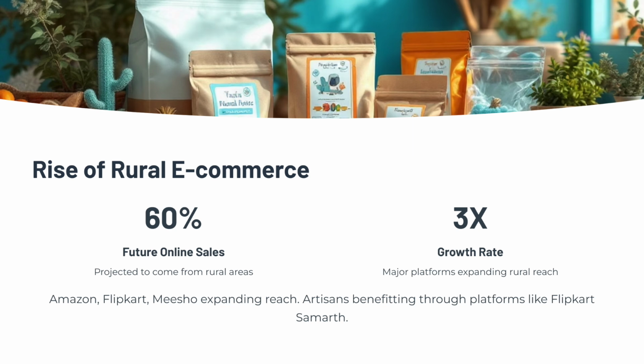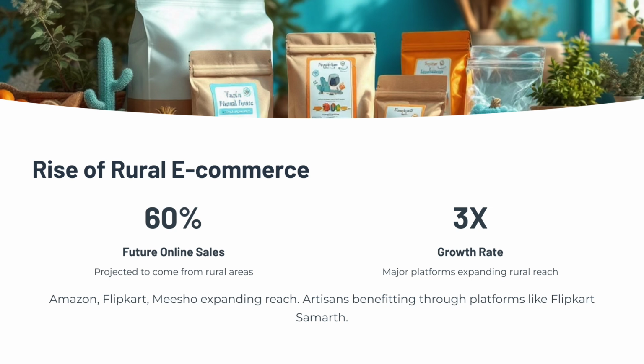A significant trend here is the growth of rural e-commerce. Online shopping is no longer an urban phenomenon. Smaller towns and rural areas are becoming major drivers. It's expected that by 2026, over 60% of all online purchases will originate from these regions.